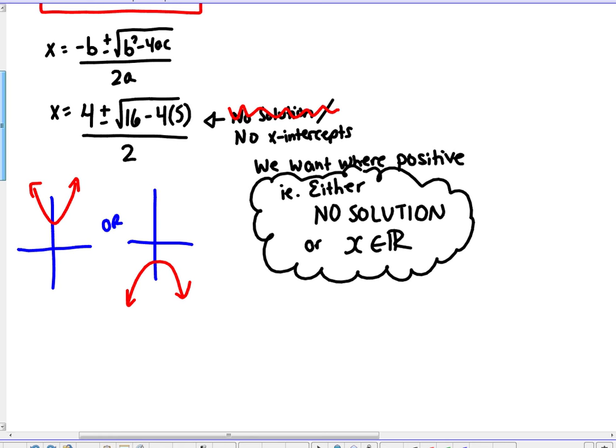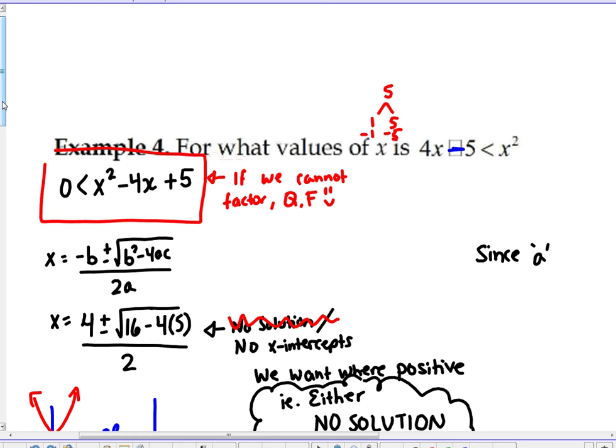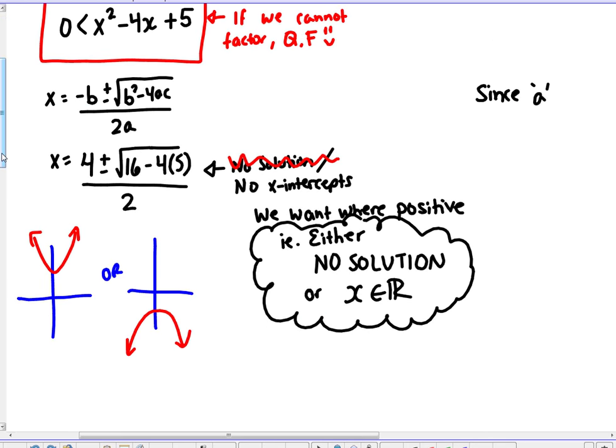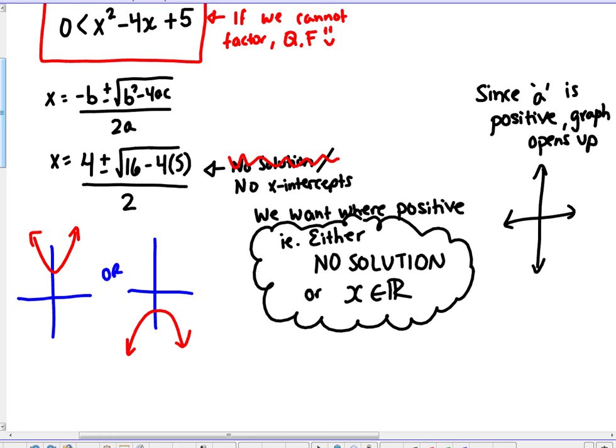So in this case, is our a positive or negative? Our a is our leading coefficient, the coefficient in front of the x squared. On the boxed equation, a is positive. The graph is opening up. So we are in the situation of no x-intercepts but opening up, and we want when is our graph greater than 0, or above the x-axis? The answer is what? For all of them. So our answer is x is an element of the reals.